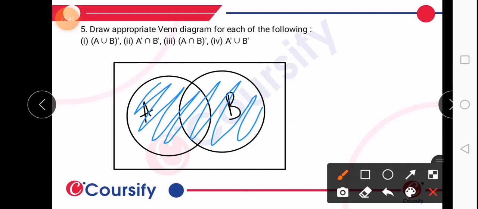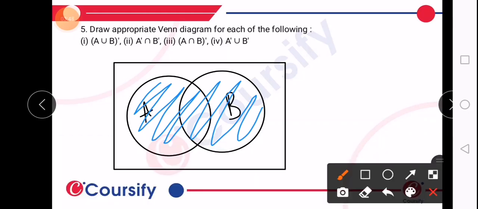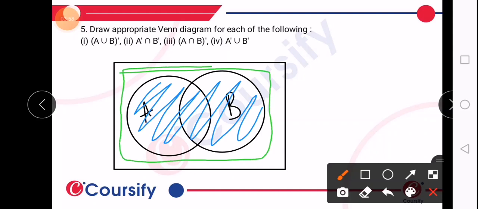Now, what is A union B complement? A union B complement is everything that is not A union B. That is the portion which is outside of the A B circle. This whole portion is A union B complement.